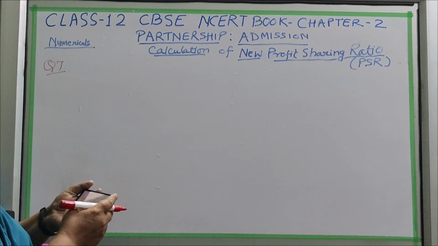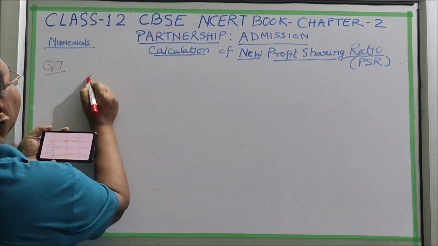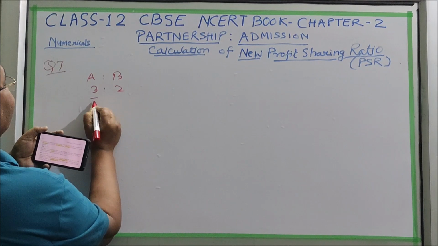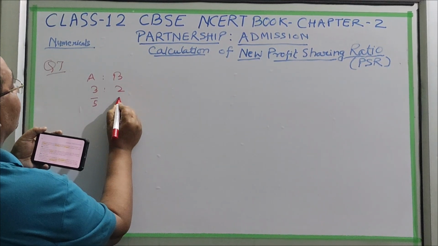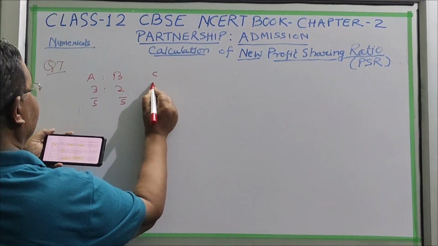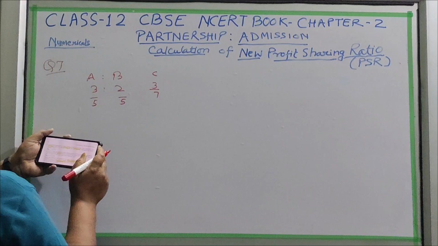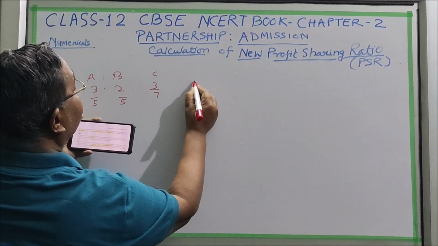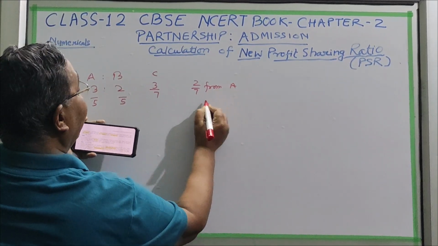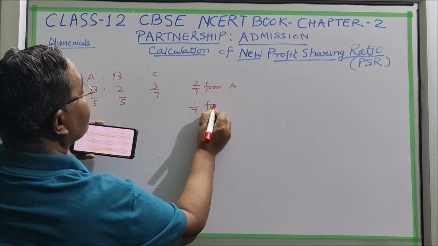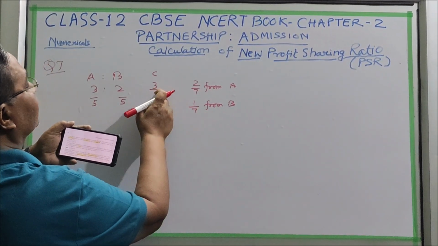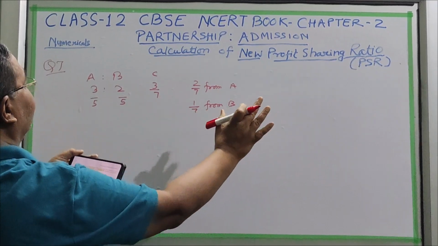Now question number 7. A and B are partners and their ratio is 3 is to 2, means 3 by 5, total is 5, and 2 by 5. They admitted C for 3 upon 7 share, which he took 2 upon 7 from A and 1 upon 7 from B. Here specifically it is given 2 upon 7, 1 upon 7 equal to 3 upon 7. So no calculation is to be done.